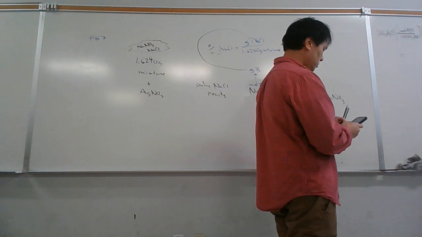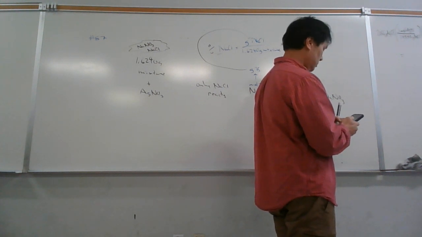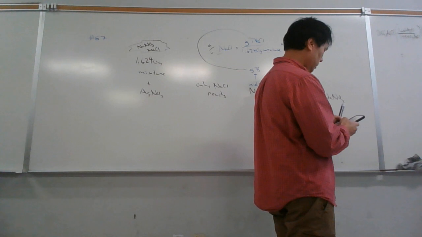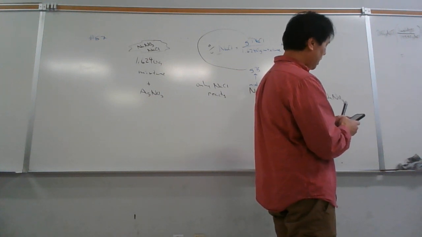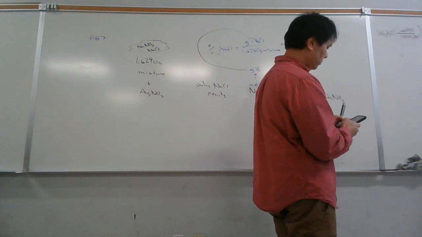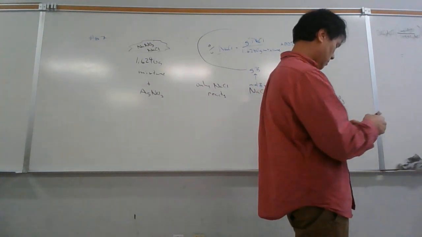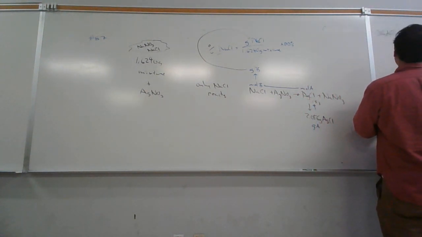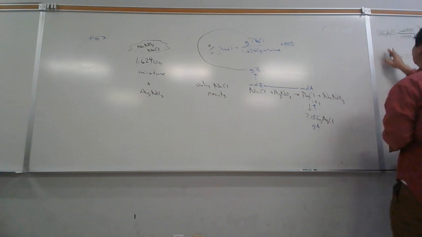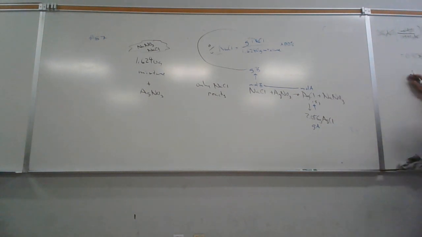We have 2.056 divided by 143.32 times 58.44. We get 0.838. How many sig figs am I allowed? In this case, I'm allowed 4 sig figs. So 0.83835 grams of sodium chloride.